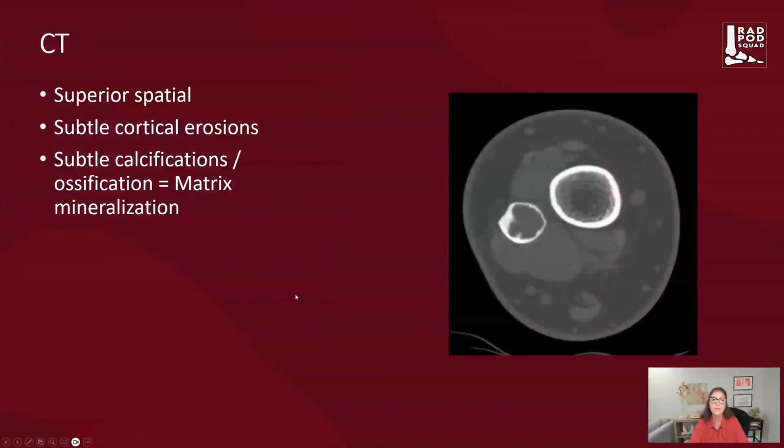CT has superior spatial resolution. That's the ability to see where it is in space. We can see subtle cortical erosions on CAT scan and even subtle calcifications or ossifications, which can help us greatly with the matrix mineralization. That will help us determine whether or not we're in an osseous or cartilage or fibrous category. As seen here, we can see there's some endosseal scalloping in this lesion with no internal matrix. Actually, there's a ground glass type of matrix consistent with a fibrous lesion.